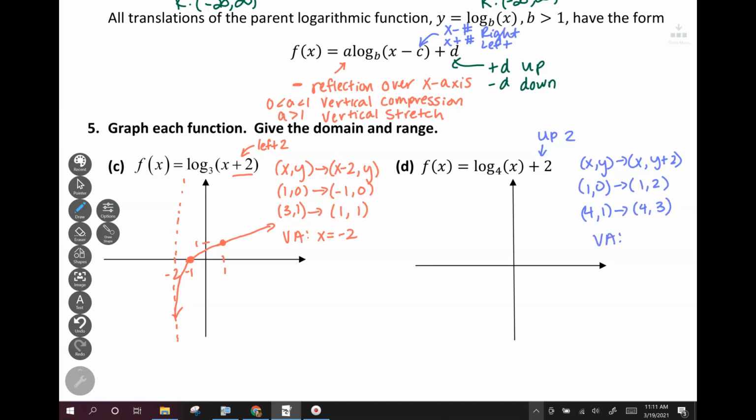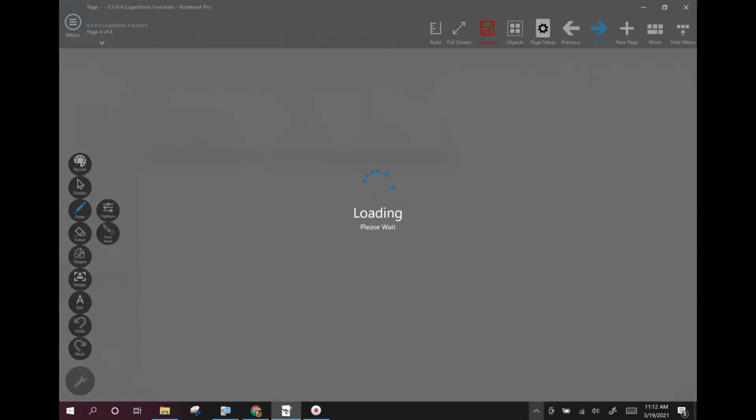And what about your vertical asymptote? Does shifting up 2 change where that vertical asymptote would be? If I take this vertical line and I move it up 2, is that going to change anything? No, it's still going to be at x equals 0. All right, so let's plot our points. We've got 1, 2. We've got 4, 3. So I've got a point here. Okay, and there's the graph of that log, roughly sketched. Let's try one more like that.